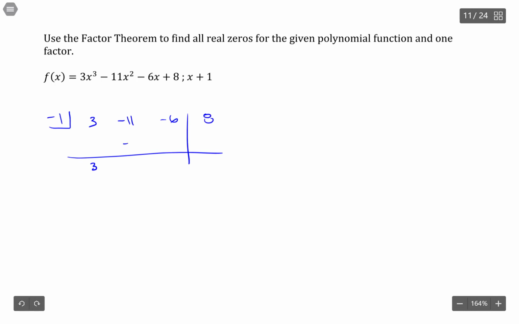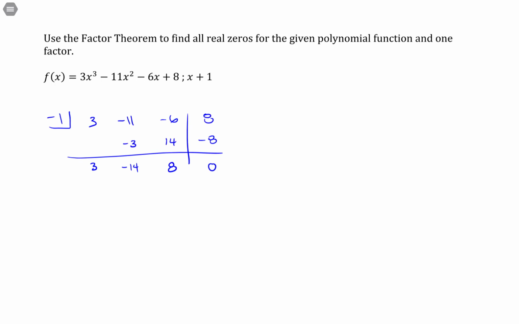3 times negative 1 is negative 3. We'll add this row together, so that is negative 14. When I take negative 14 times negative 1, that's positive 14. The sum of this column now is 8, and 8 times negative 1 is negative 8, and the remainder here is 0, which is what we want, because if x plus 1 really is a factor of this polynomial, then the remainder needs to be 0.